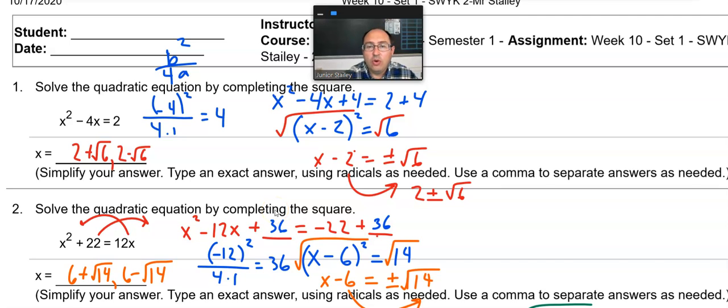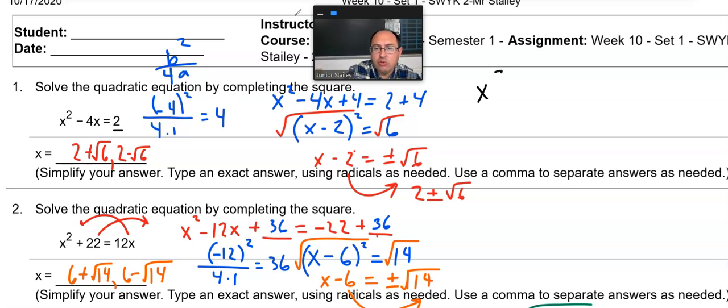Okay, sports fans, week 10, set 1, SWYK 2. I put you through some grueling work in the last one with those fractions, so I'm hoping to make it up to you here with a couple slightly nicer ones. In this particular problem, the 2's already been moved over to the right side, so I don't have to worry about that. I am going to figure out what I need to add.